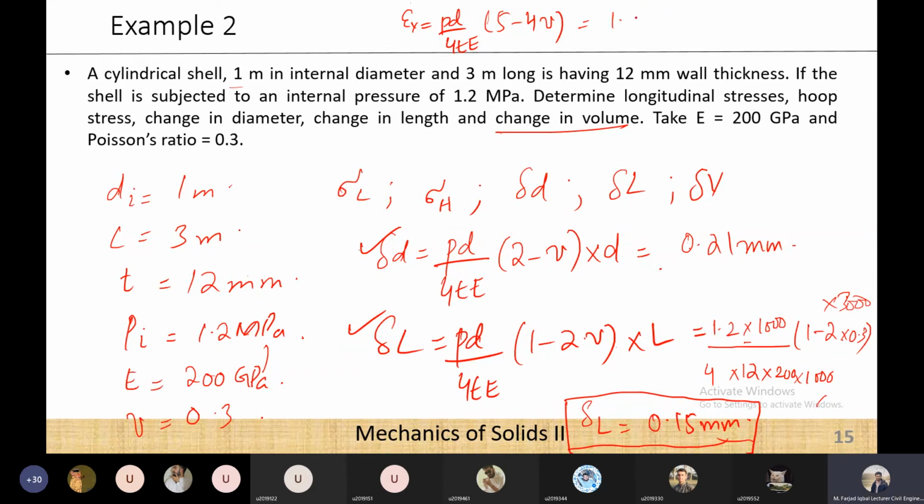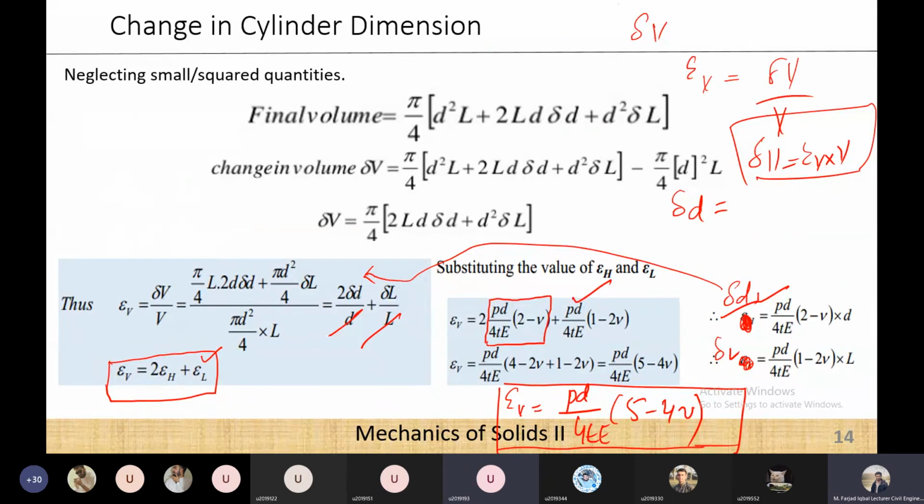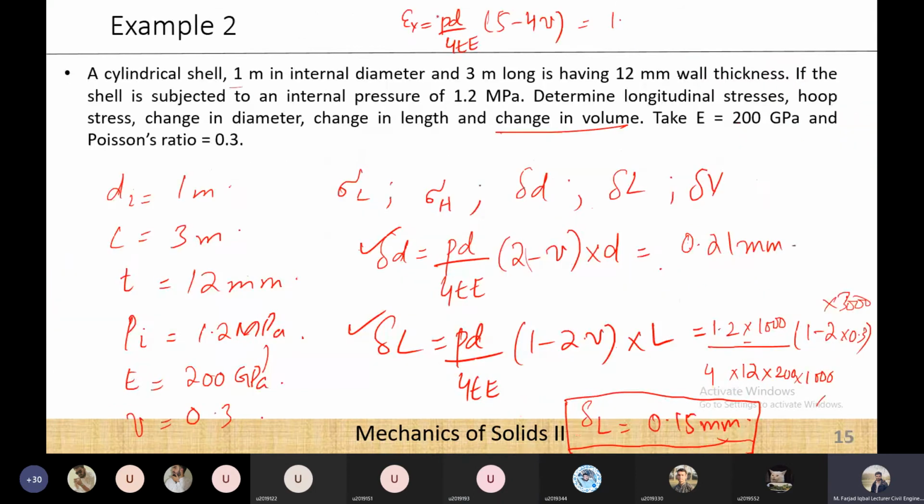Sir, the relation that we derived for change in volume, can we use it directly, sir? What's the correlation? Sir, change in volume is equal to pi by 4 into 2L d into sigma d plus d square into sigma L. Yes, in fact, we have direct correlation. Yes, you can use this one. In fact, let's solve it by using this correlation. We don't have to report the strain. If you want to report the strain, then you should use this one.